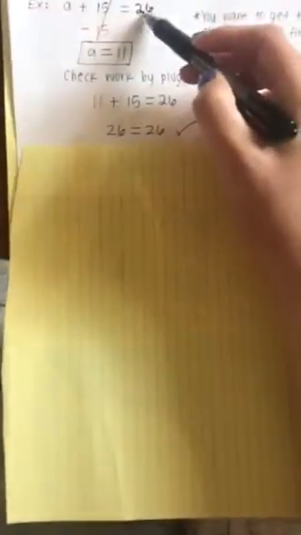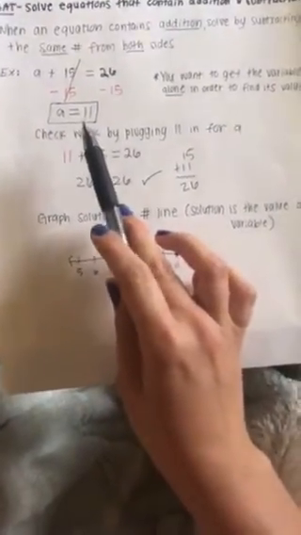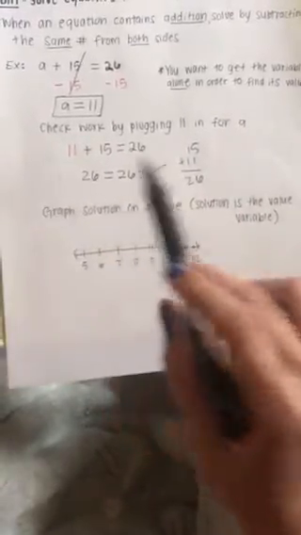15 plus 11, well, 5 plus 1 is 6. 1 plus 1 is 2. So 26 equals the original answer, 26. That's the same answer. So, yep, we were correct. A equals 11. So it's kind of cool because on a test, you can find out right away if you got it correct or not just by checking your work.